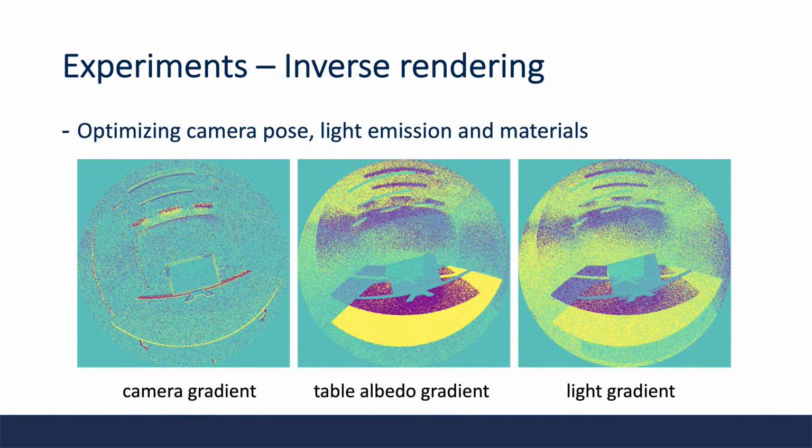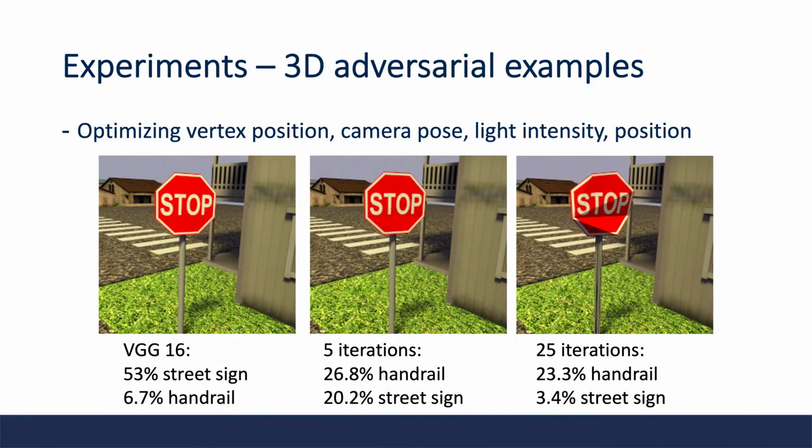Here are the visualizations of the gradients with respect to different scene parameters such as camera and light. It shows that the proposed renderer can produce reasonable gradients that capture the boundaries of the scenes. They also use the gradient renderer to produce 3D adversarial examples. Here, they optimized over 2,000 parameters, including the vertex positions, camera pose, light intensity, and positions. They rendered the image and threw it into a popular VGG16 neural network. This network says it is probably a street sign with 53% confidence. They try to reduce the probability using the gradient, and after 25 iterations, the network can be fooled fully by this newly generated scene.